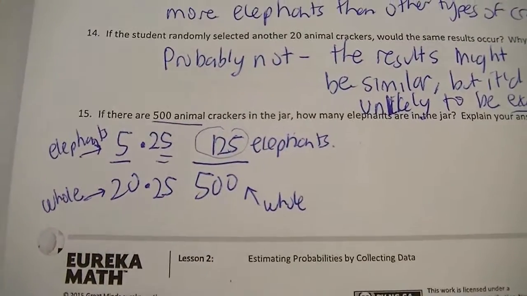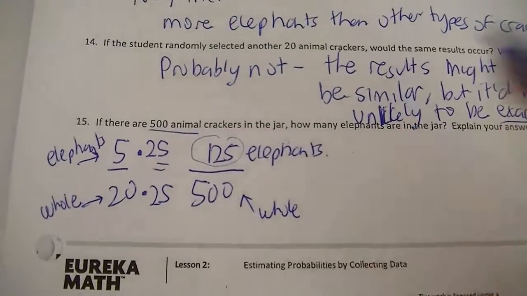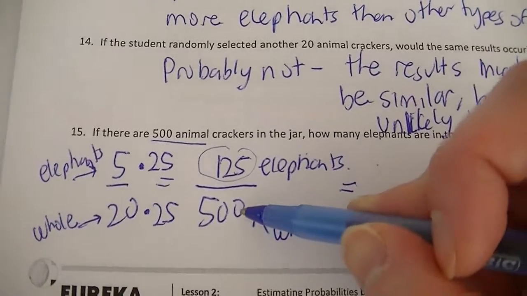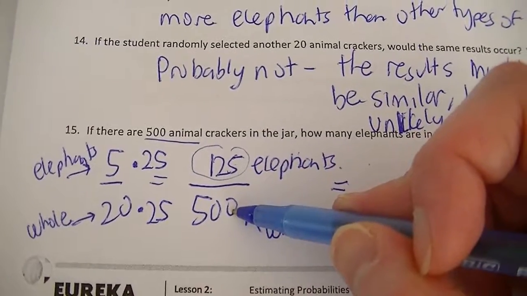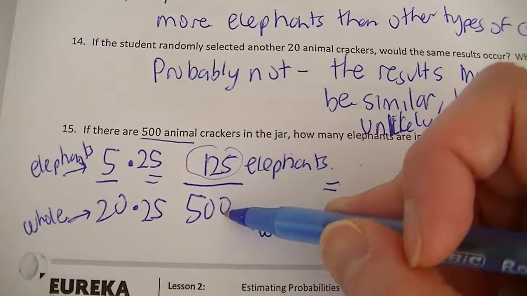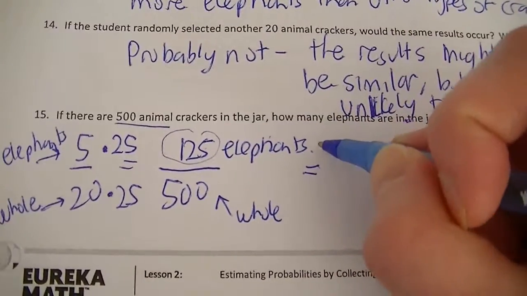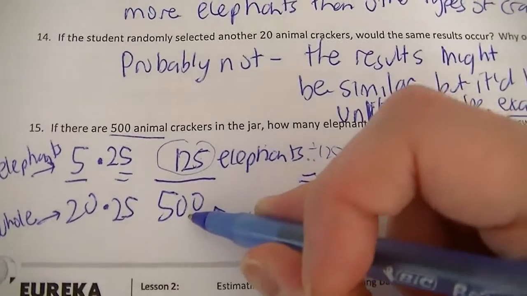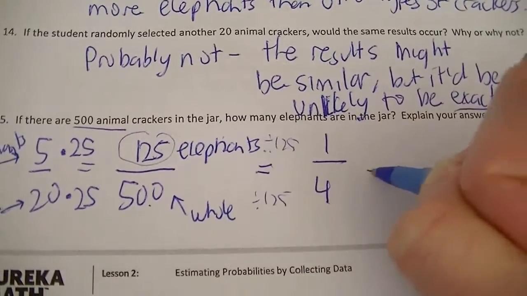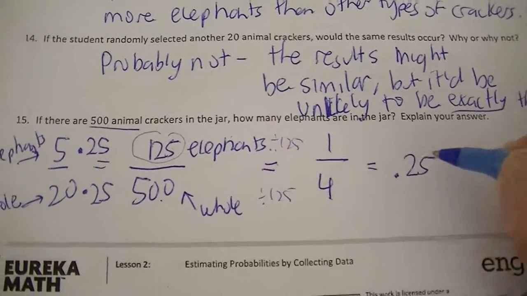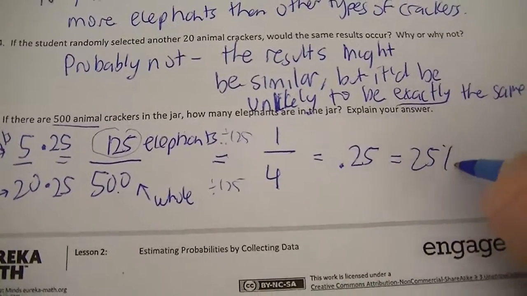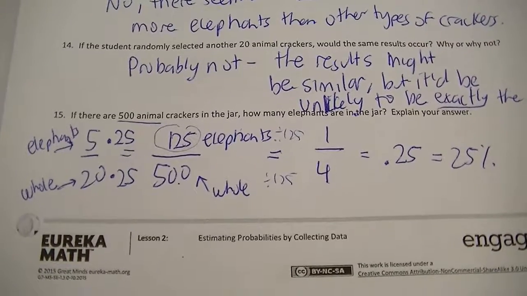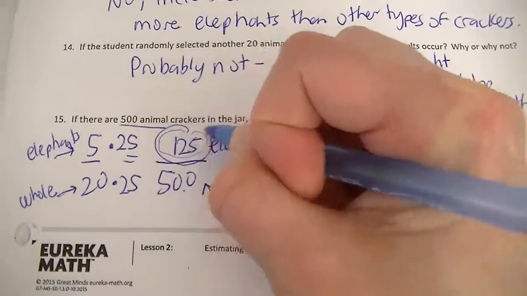Okay? So basically 1/4 of the jar is elephants, the big jar. And if you're wondering how she got that, I just simplified the fraction. 125 goes into 125 and 500. So 125 divided by 125 gives me 1, and 500 divided by 125 is 4. Which is 25 hundredths as a decimal, which is 25% as a percentage. So I know that 1/4 of the jar is composed of elephants, because this is how many elephants are in the jar.